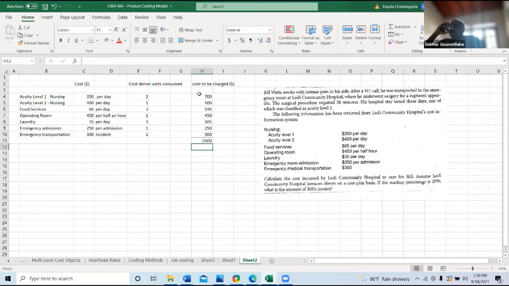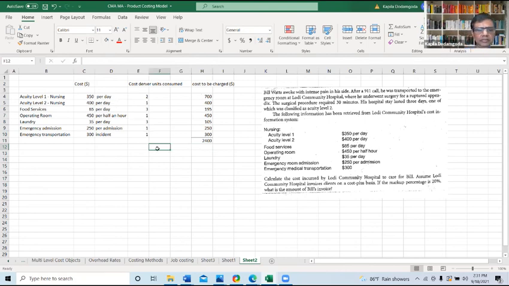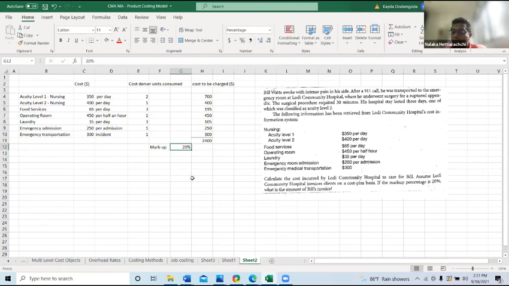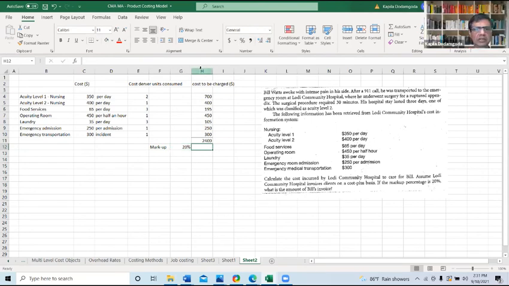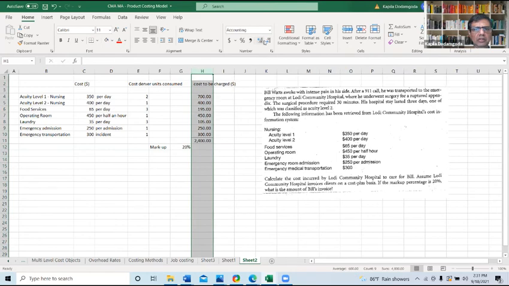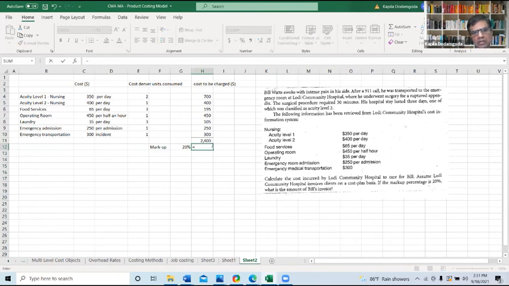Okay. And then finally they have been told that there is a markup of 20%. That is a pricing equation. Markup, right? Which means to this you are going to add 20%, which is 480.